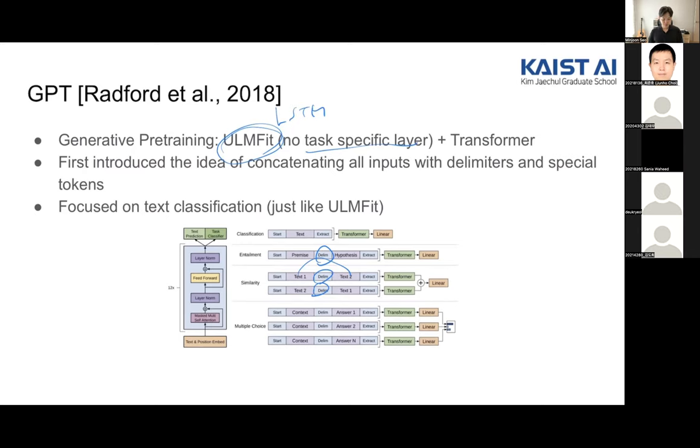But GPT also only focused on text classification, and I think that's also why GPT didn't get the attention that it deserved. Although, of course, it got a lot of attention too.